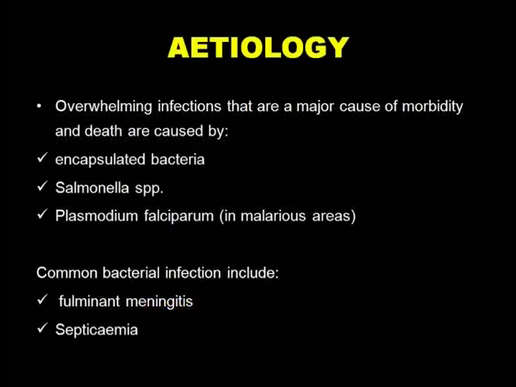Etiology. Overwhelming infection is a major cause of morbidity and death. The most common organisms are the encapsulated bacteria, and then we have the Salmonella species and Plasmodium falciparum, which is more common in the malaria endemic areas. Common bacterial infections include meningitis and septicemia, which is more common in the HBSS.